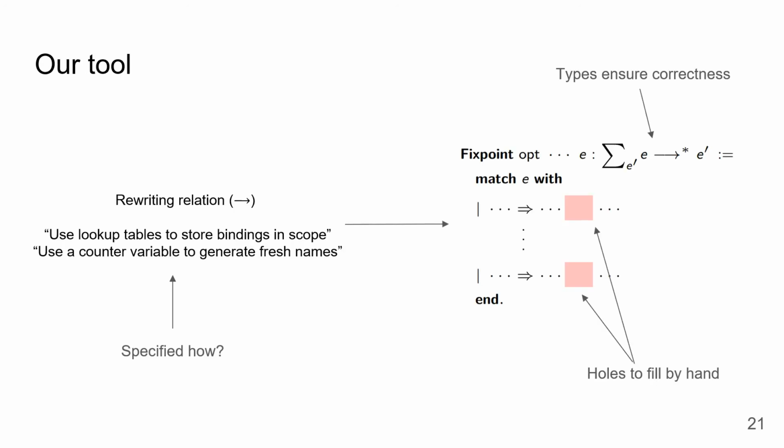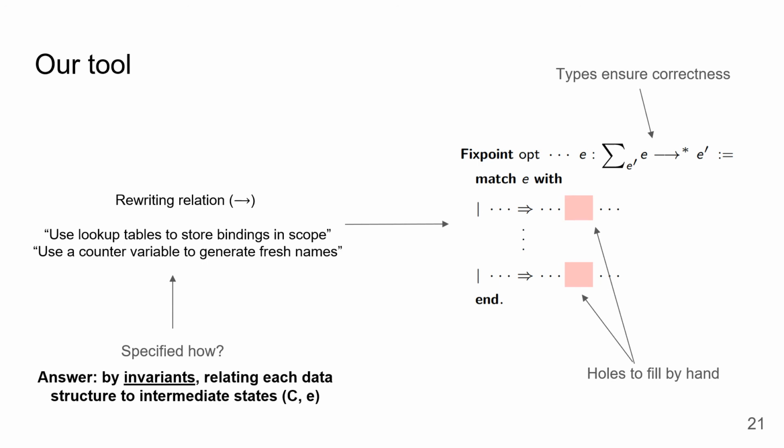So, going back to this picture from earlier, we now have our answer to this question of how to specify the invariants held by data structures that compiler writers like to use. And our answer is that a lot of these data structures maintain invariants that relate their values to pairs consisting of a one-hole context and a subterm in focus.